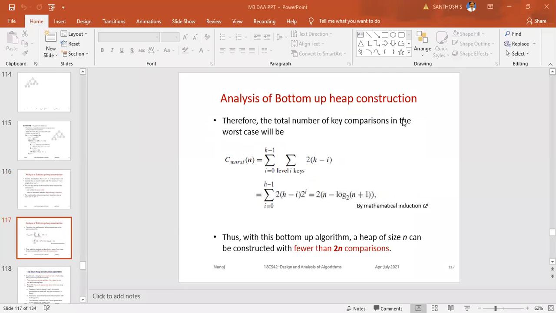So how do you perform the analysis of heap construction? So i equals 0 to h minus 1, levels 0 to h minus 1. That will be taken as 2(h minus i) times 2 to the power i. On substituting, we take it as 2(n minus log2(n+1)) by mathematical induction. Thus with the bottom-up algorithm, a heap of size n can be constructed with fewer than 2n comparisons. So 2n minus 2 log n plus 1, we can take it as 2n minus something, which can be taken as 2n. Thus with the bottom-up algorithm, the heap can be constructed with fewer than 2n comparisons.